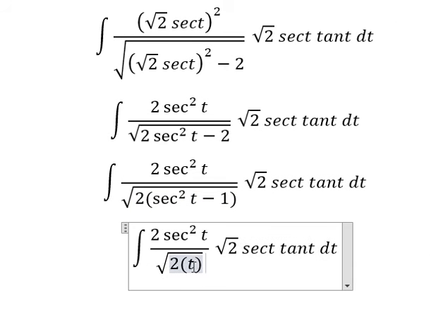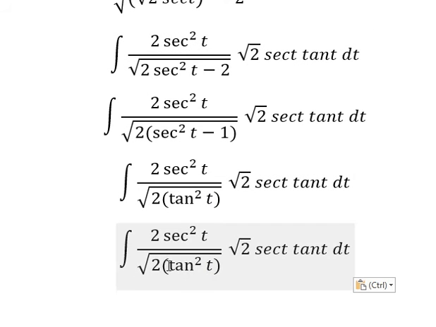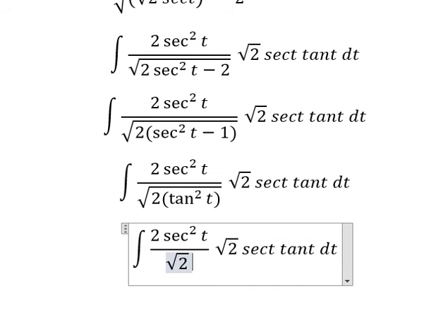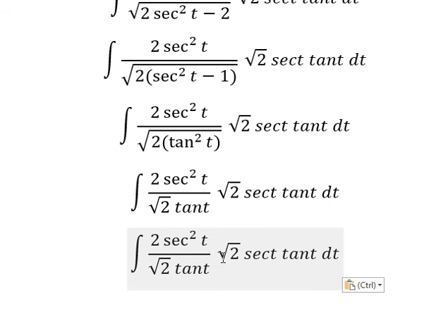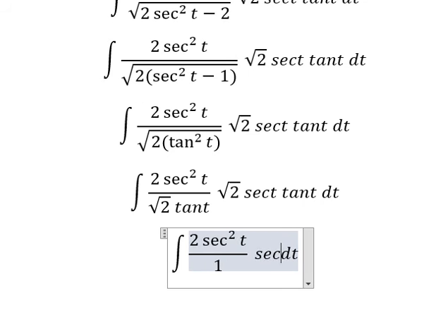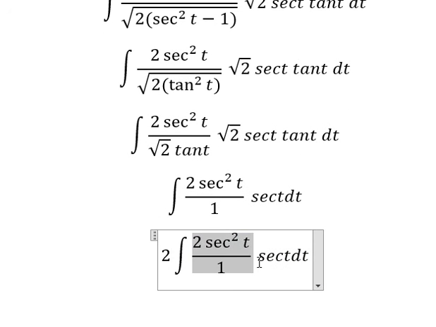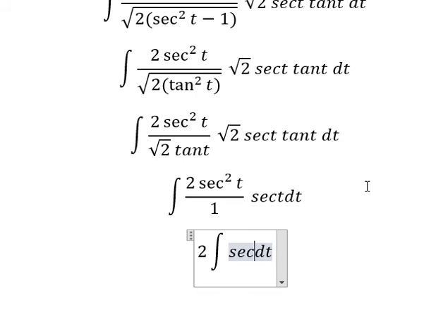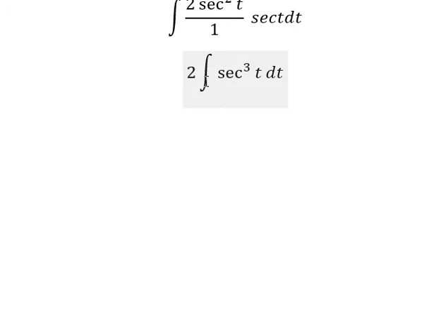This one is tan t squared. The square root of tan t squared, you get tan t. And now we need to simplify the square root of 2 tan t on numerator and denominator. So I will put 2 going outside, and this one we have secant of t to the power of 3. And now we need to focus on this one.